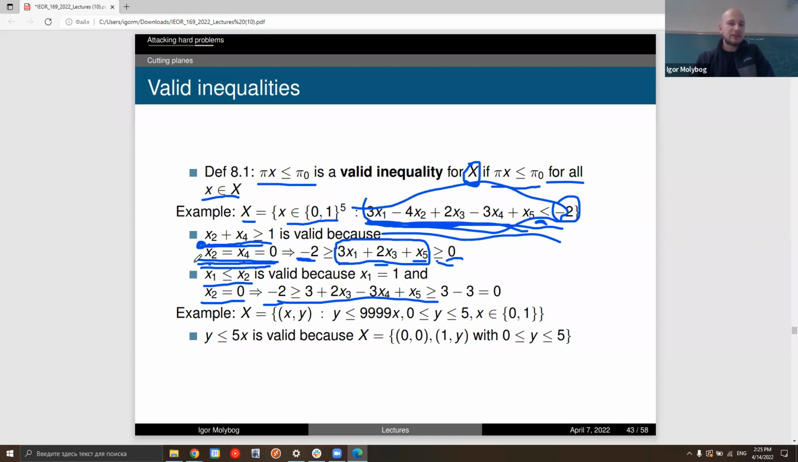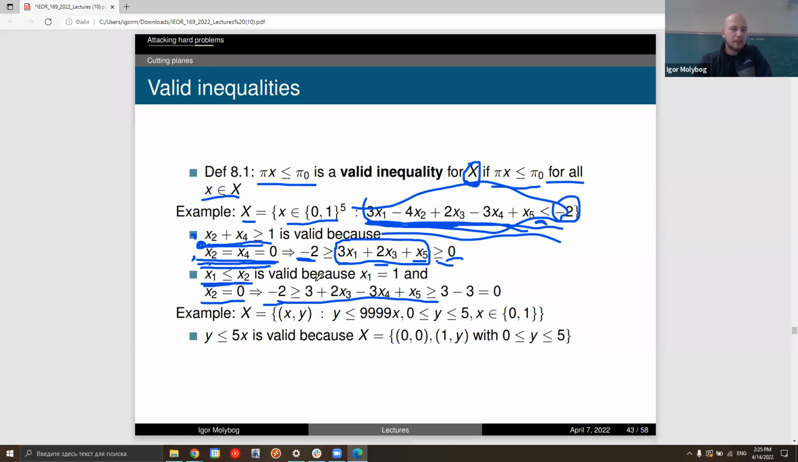And since this thing can never happen, this inequality can never be violated by points from x. Therefore x2 plus x4 greater than or equal to 1 is a valid inequality. Similarly, we can show that the inequality x1 less than or equal to x2 is valid.